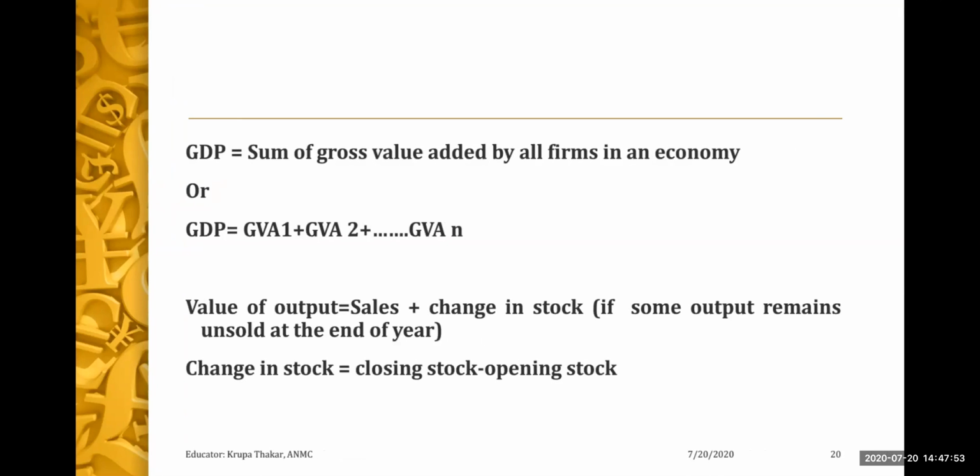So we can say here that gross domestic product is nothing but the sum of gross value added by all the firms in the economy. Here we have taken the example of gross value added by firm 1, 2, 3, 4 up to n. And value of output, as I said, is nothing but sales plus change in stock. And in order to find out the change in stock, we have to take closing stock minus opening stock.